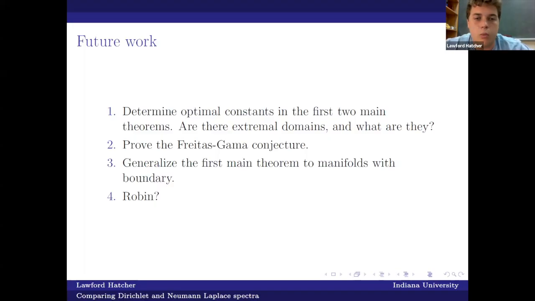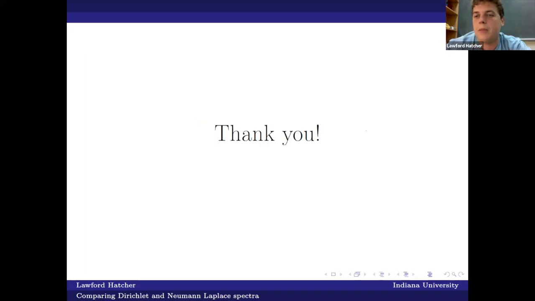I don't really even have any concrete conjectures to state about this, but I think it would be very interesting to know what happens when you change the boundary conditions like this. Maybe you're comparing two Robin spectra, or Robin to Dirichlet, or Robin to Neumann. This basically gives us a whole new dimension to ask questions in. So those are some of the areas of future work. I think I'm going to stop there. Thank you very much for listening.